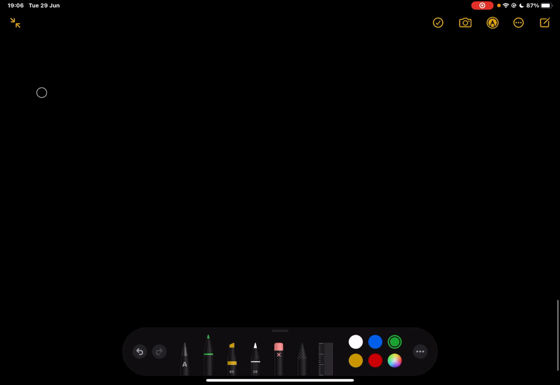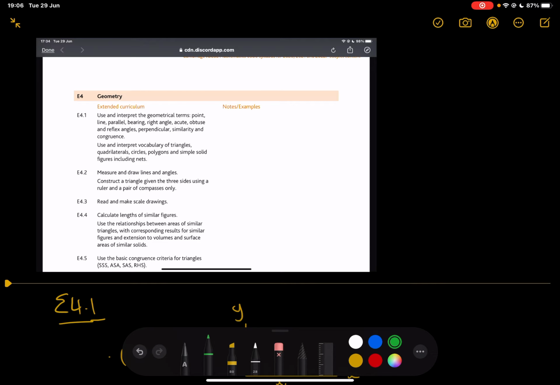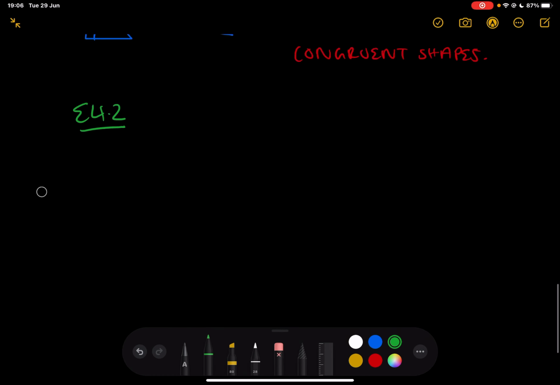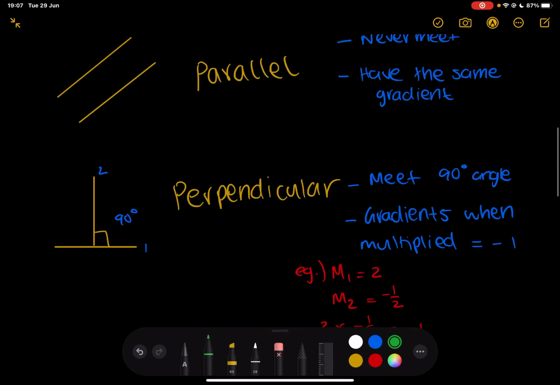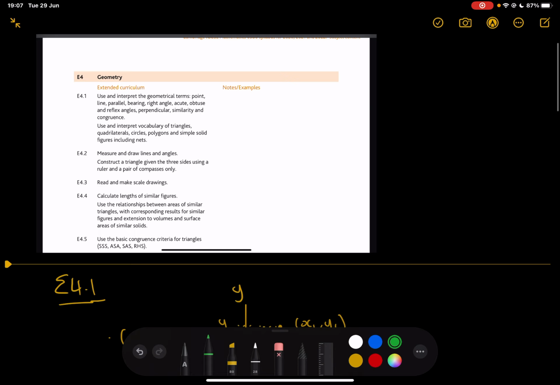Now for E4.2. It says, measure and draw lines and angles. Okay. I don't have a protractor with me at the moment, but I think we know how to measure that. If we don't, just drop a comment or go to the Discord server and tell me, and then I will find a way to teach you guys how to do that, but I'm assuming that you do know.